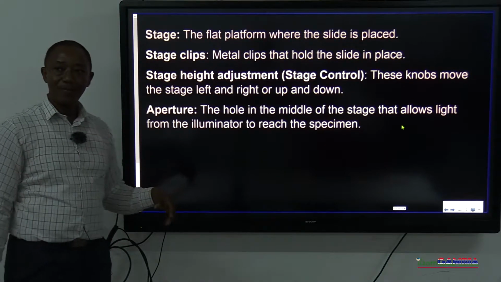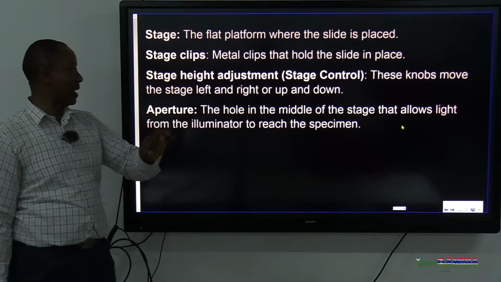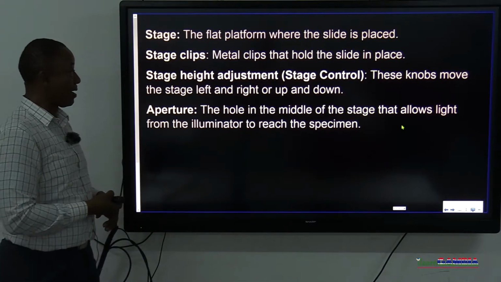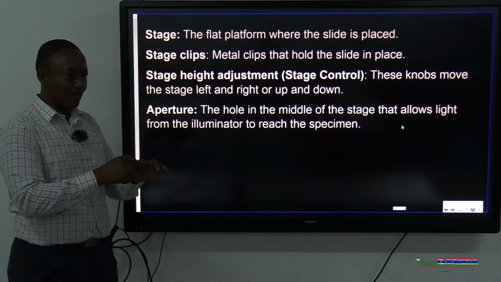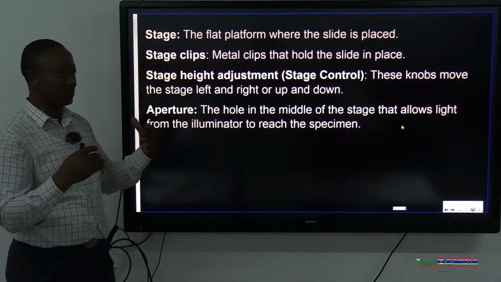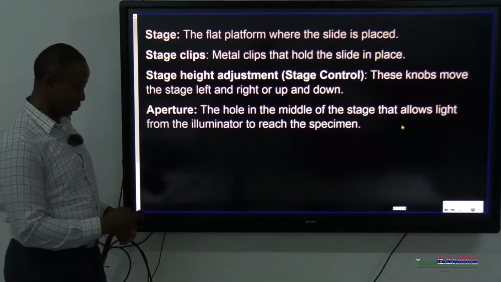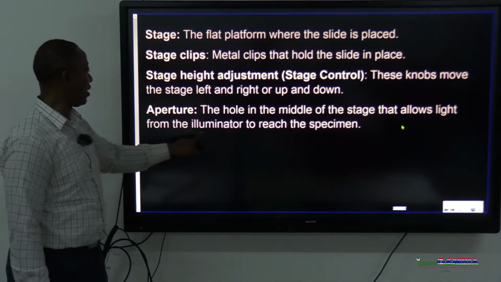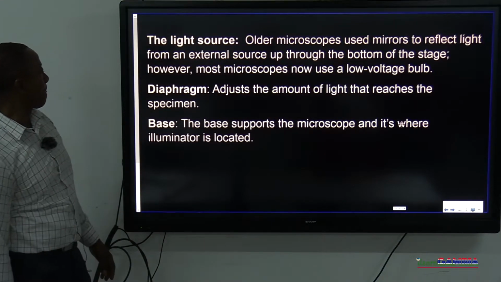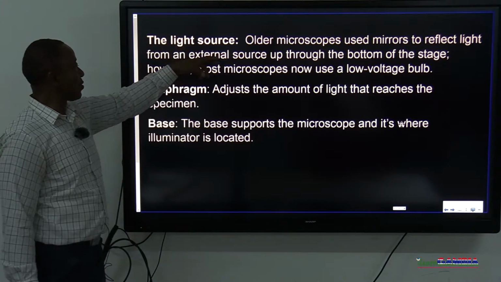The aperture simply means a hole. It controls how much light comes into the area you're viewing. If you need a lot of light, you control it so that it opens the aperture and more light comes. But if you need very little light, you make the aperture very small. Its function is to illuminate, bring light to the microscope. The light source I already mentioned.